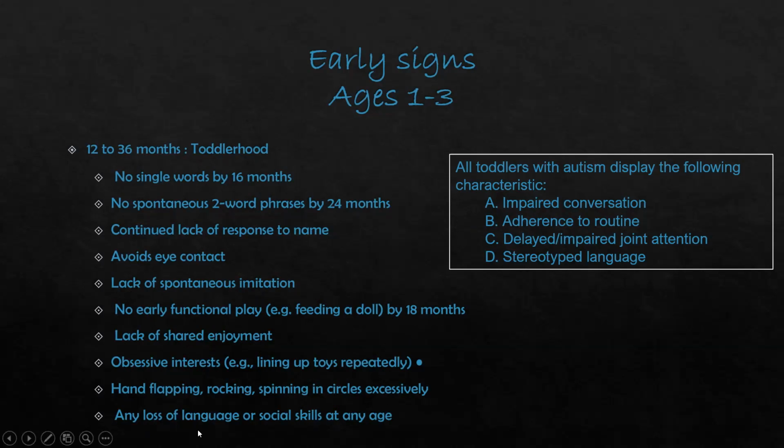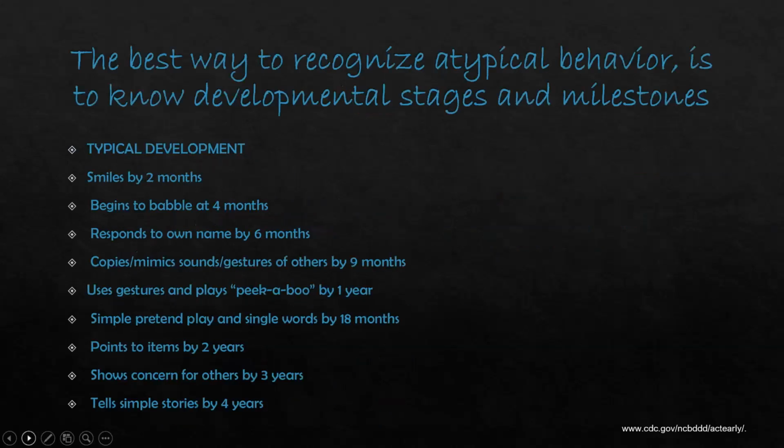Truly, any sudden loss of language or social skill at any age is something that needs to be noted, okay? The best way to recognize atypical behavior is to know development stages and milestones. Snap a picture of this.